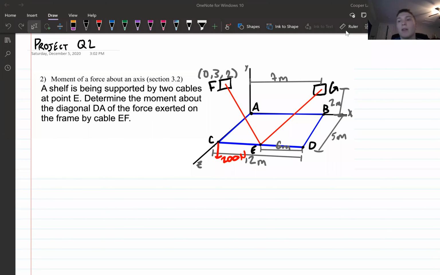Okay, so here we have question 2, which is moment of force about an axis, which is also section 3.2. We're going to solve this one a lot like what we did for question 1, actually. So first, what we're going to do is grab our points.